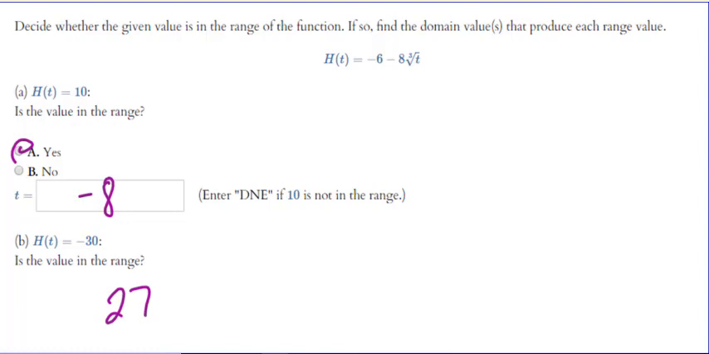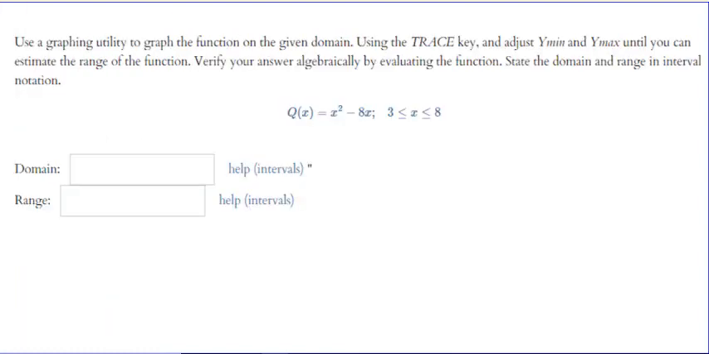Let's go look at this. They want us to use a graphing utility to graph the function x squared minus 8x on the given domain, 3 to 8, including 3 and 8. You can estimate the range of the function, verify algebraically, and state the domain and range in interval notation. Well, the domain ought to be 3, 8 with brackets, right? Because it's including them. Now, we just got to find the range.